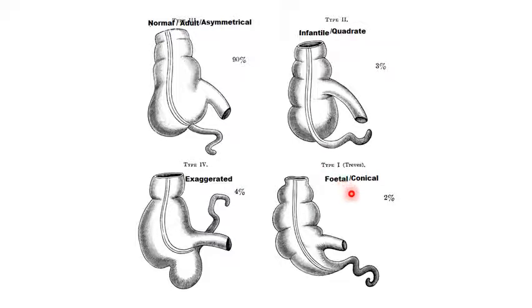The fourth is the fetal or the conical type. In this, the cecum is conical in shape and the appendix arises as a horizontal straight tube, and it is seen in only 2% of the population. So these are the four varieties of cecum which can be seen.